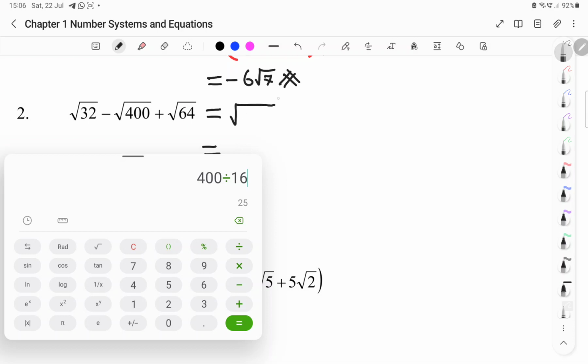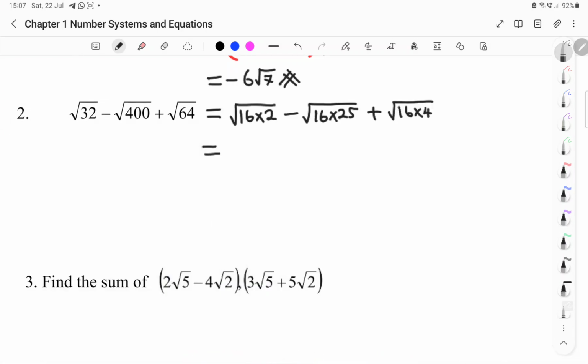So we can rewrite 32 as 16 multiplied by 2. And then 400 as 16 multiplied by 25. And then plus 64 is 16 multiplied by 4. My bad, I used the wrong combination. We can see the square root of 16, square root of 16, square root of 16 there, right? So we can split them. Square root 16 times square root 2, minus square root 16 times square root 25, plus square root 16 times square root 4.